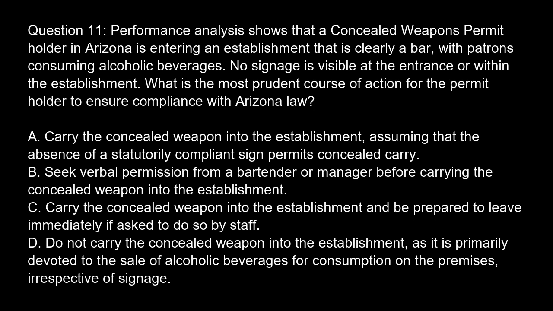Option A. Carry the concealed weapon into the establishment, assuming that the absence of a statutorily compliant sign permits concealed carry. Option B. Seek verbal permission from a bartender or manager before carrying the concealed weapon into the establishment. Option C. Carry the concealed weapon into the establishment and be prepared to leave immediately if asked to do so by staff. Option D. Do not carry the concealed weapon into the establishment, as it is primarily devoted to the sale of alcoholic beverages for consumption on the premises, irrespective of signage.